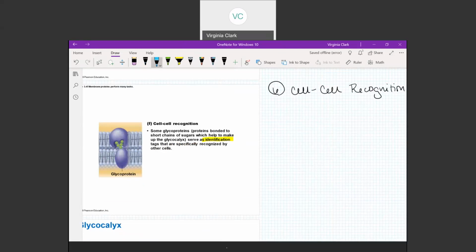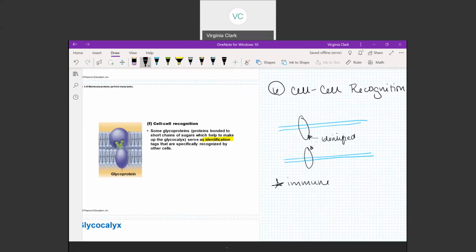So if I have my plasma membrane of one cell and my plasma membrane of another cell, and I've got my proteins like this, protein right here can act as my identifier. So this guy, he will talk to this guy. This is really, really important in immune response.